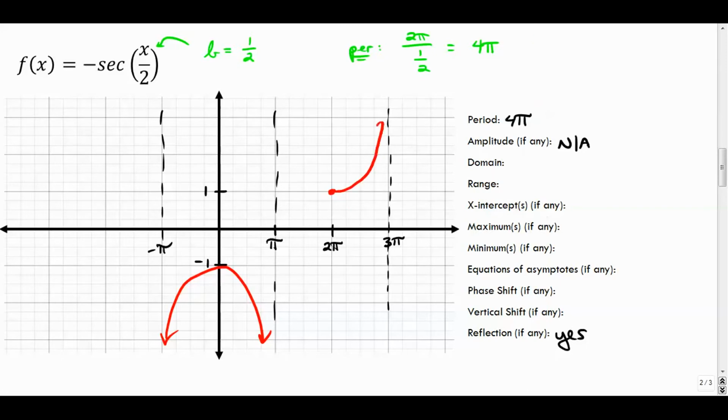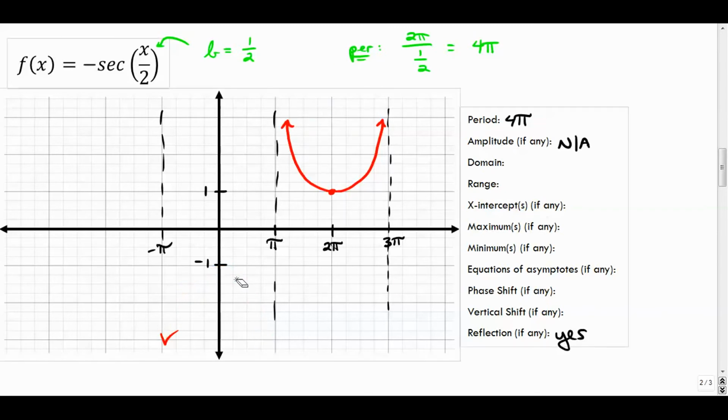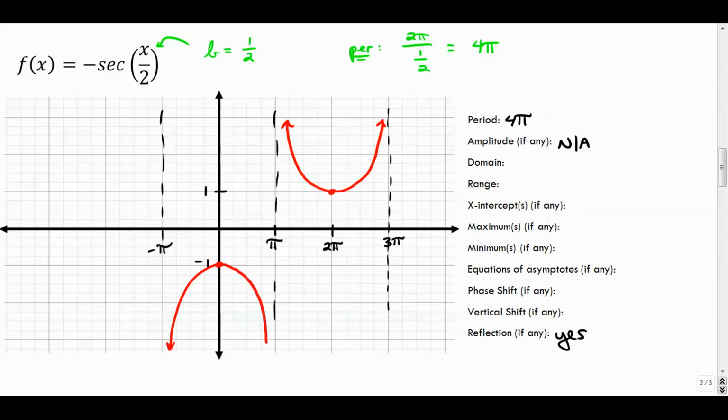Let's make it look a little nicer here. I was going a little fast last time. That's pretty good. And I'll take this one down here and draw like this. And I'll finish my asymptotes off as well, and maybe make them look a little nicer.